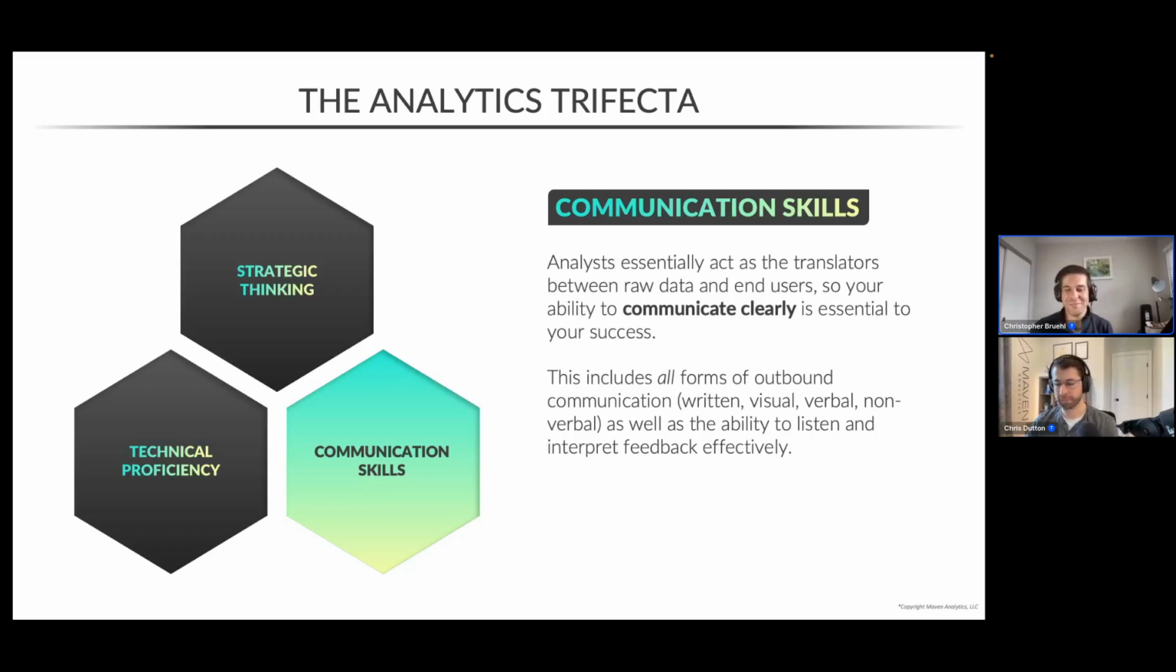If you're not able to listen to your stakeholders and understand what their pain points are and what their concerns about the business are, it's going to be hard for you to come up with a solution that helps improve whatever they're concerned about. And so it's an absolutely important skill to have, because oftentimes analysts act as internal consultants for the business, and consulting is just as much about listening as it is about talking.